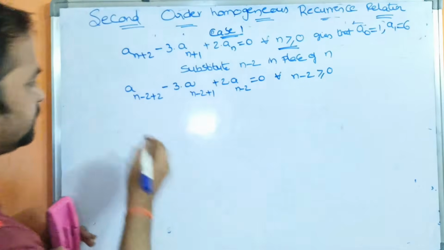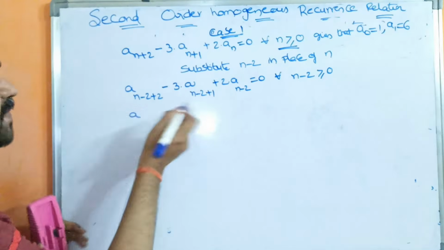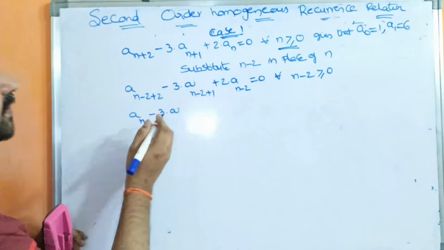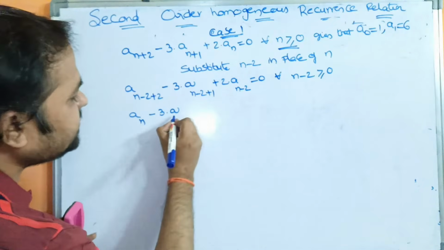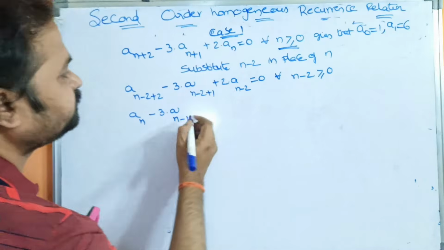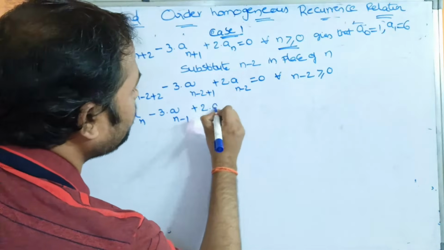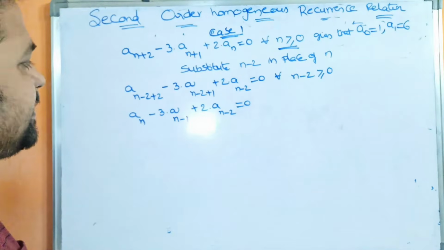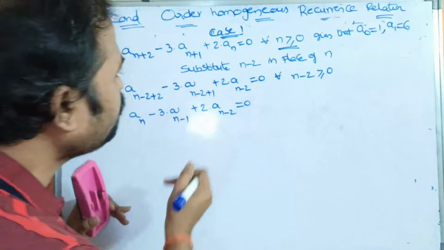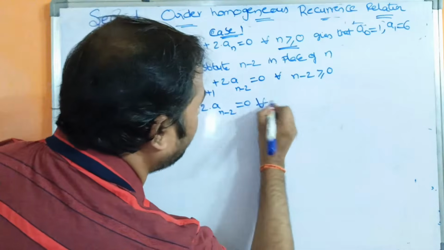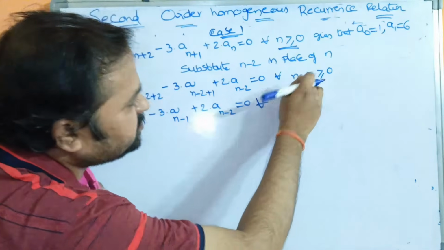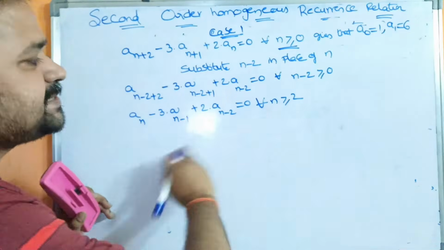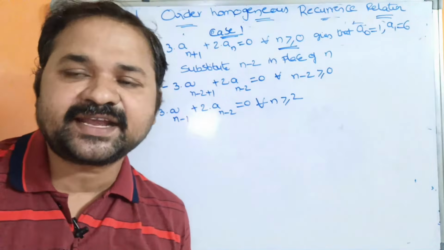So this can be written as n minus 2 plus 2 means a_n, minus 3 into a, n minus 2 plus 1 means a_(n-1), plus 2 into a_(n-2) is equal to 0. So a_n minus 3 a_(n-1) plus 2 into a_(n-2) is equal to 0 for all n greater than or equal to 2. So this is the second order homogeneous recurrence relation.